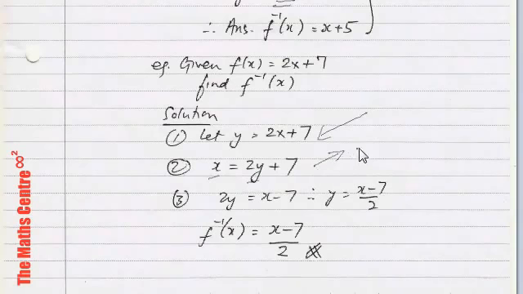So if you pick up from here, 2y equals x minus 7, and you can see it. I've written it for you. Therefore y equals x minus 7 over 2, and you have your answer. Write it as f inverse x equals x minus 7 over 2.